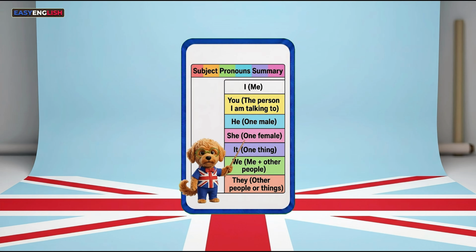The summary table. Let's review the list. I, me. You, the person I am talking to. He, one male. She, one female. It, one thing. We, me plus other people. They, other people or things.